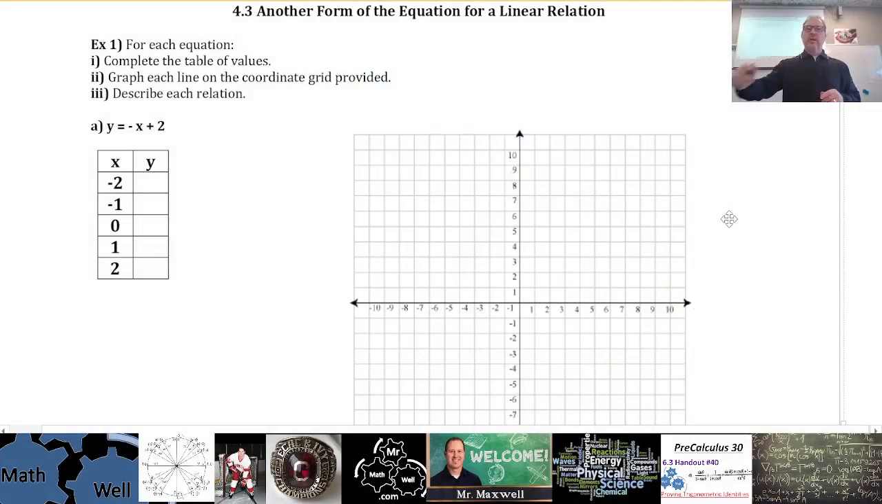All right, so 4.3, another form of the equation for a linear relation. We're talking about linear relations, linear equations, and now we're going to talk about different forms of linear equations. So we're going to get some more work on graphing, more work on plotting points, connecting lines, showing the graph.